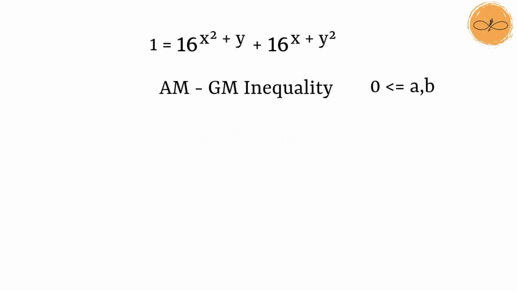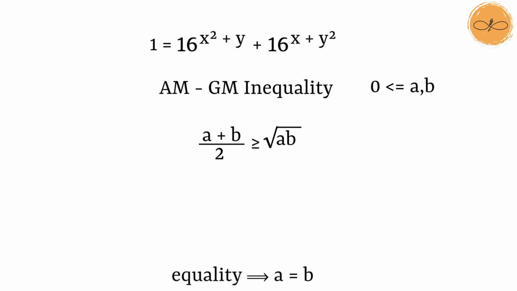We always have the arithmetic mean, a plus b all over 2, which is greater than or equal to the geometric mean, which is the square root of the product of a and b. Furthermore, equality holds if and only if a is equal to b. It is oftentimes useful to rewrite this inequality by multiplying both sides by 2, so we have the sum of a and b is greater than or equal to 2 times the square root of the product of a and b. So let's apply the AM-GM inequality to this problem.